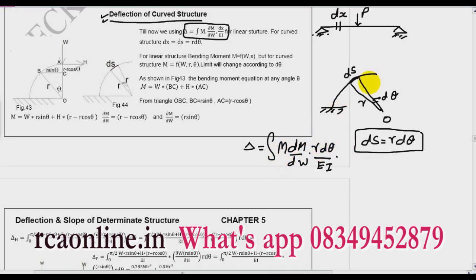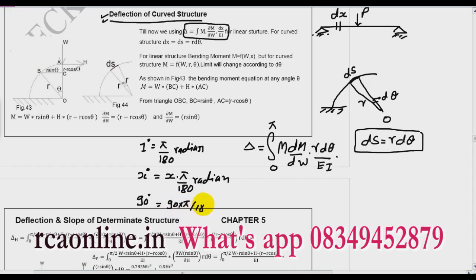Second thing which you have to change, because now your integration is with respect to theta, so in place of integration of x, now you will have integration in radians. This is the second thing which you require to change. Always put this integration in radian, never in degrees. And what is the formula to convert degree into radian? The formula is very simple. 1 degree is pi by 180 radian. So x degree is equal to x into pi over 180 radian. So if I have 90 degree, then what is the radian? It will be 90 into pi over 180, that is pi by 2.